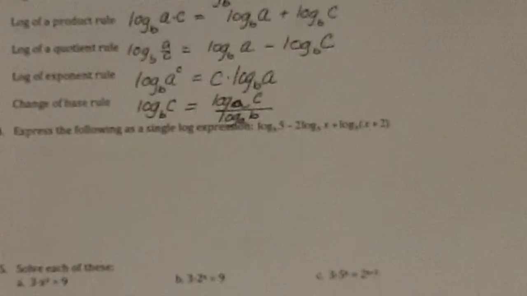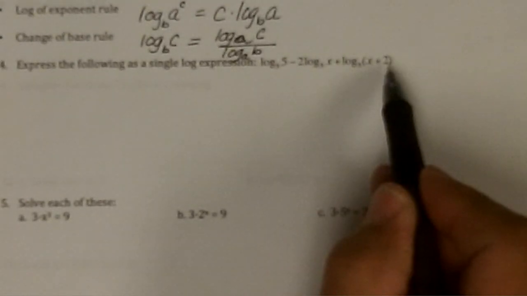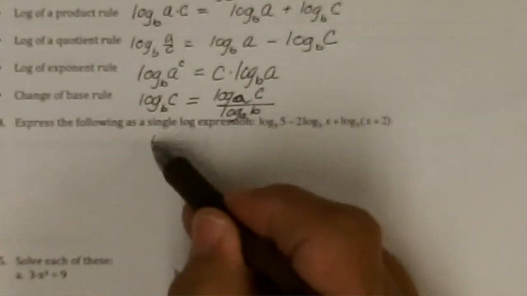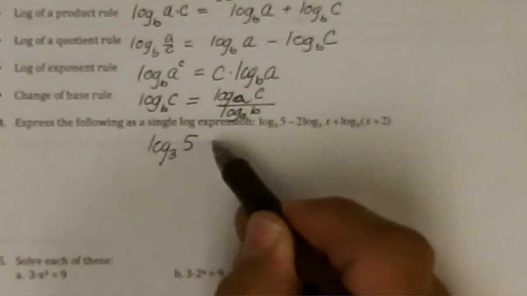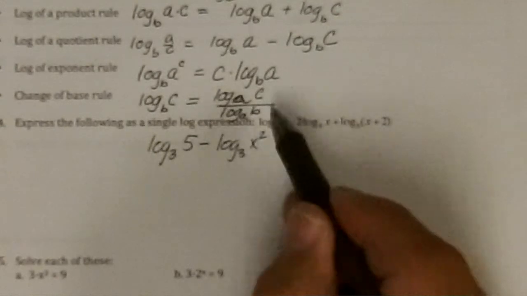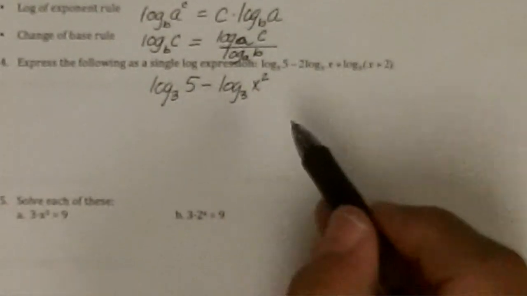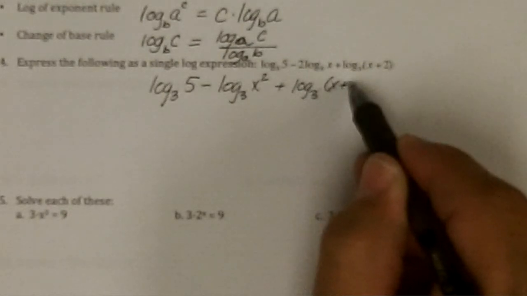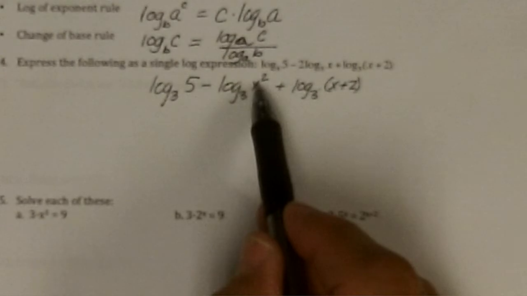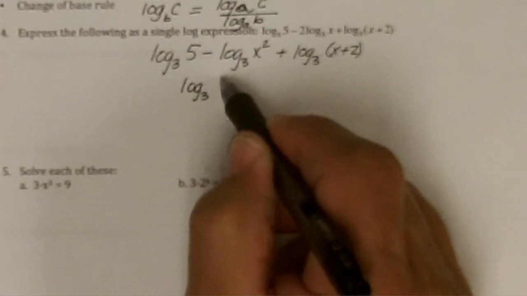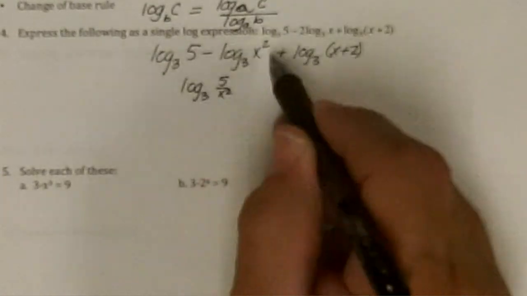So now, using those rules, how can we make this into a single log? They're all log base 3, so we don't have to do any change of bases. But we have a 2 in front, so we'll move that up as a power. So this becomes log base 3 of 5 minus log base 3 of x to the 2, doing the power rule backwards, plus, there's nothing in front here, so we got log base 3 of x plus 2. This is subtraction, and when you subtract the logs, it goes back to division, so this becomes log base 3 of 5 divided by x squared for these two.